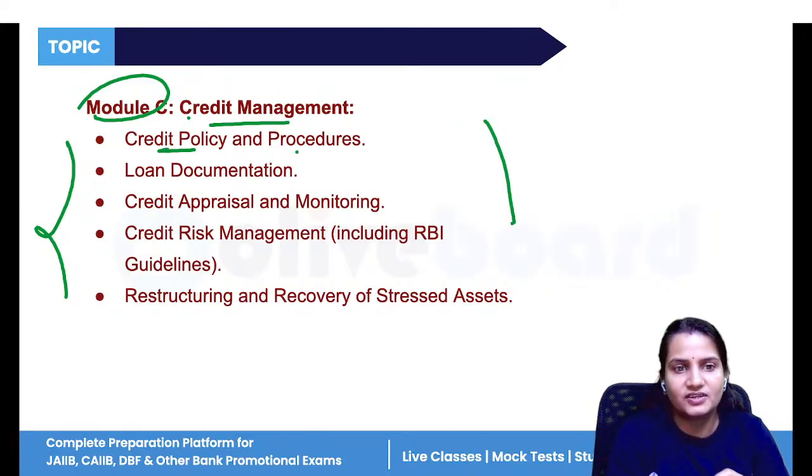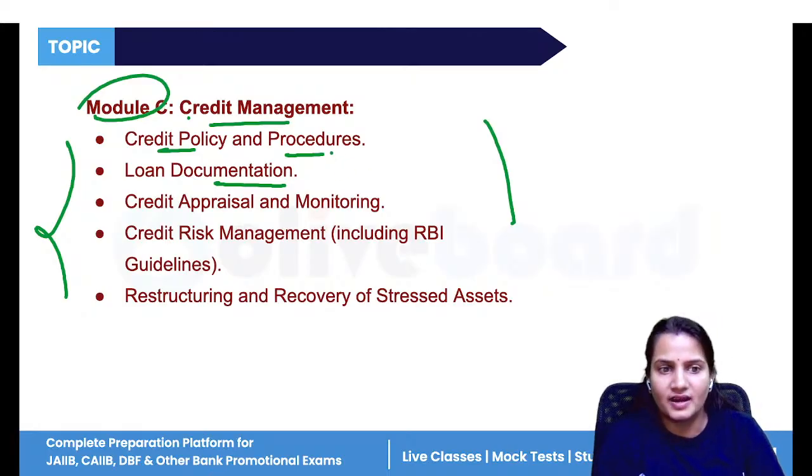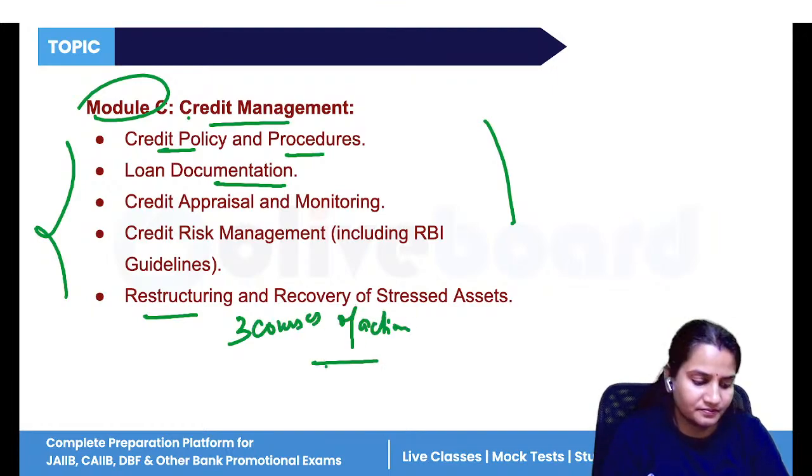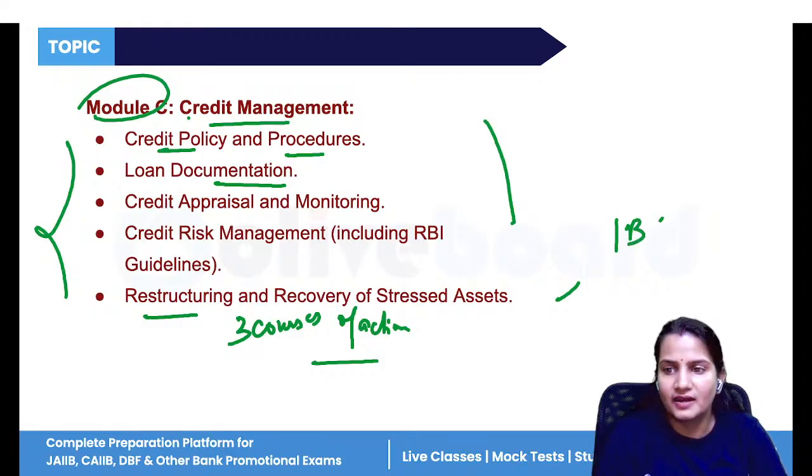So credit policy, procedures, loan documentation, finance, long-term finance, short-term finance, then the three courses of action the bank will use to recover its dues. If not, then the bank will take the help of IBC.